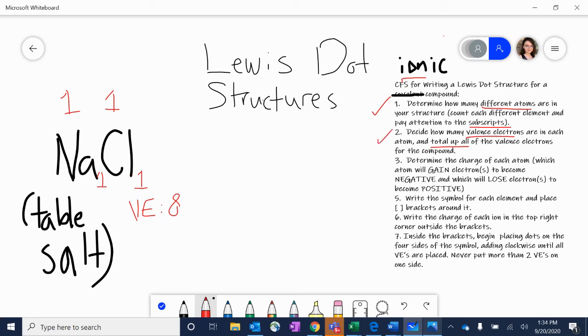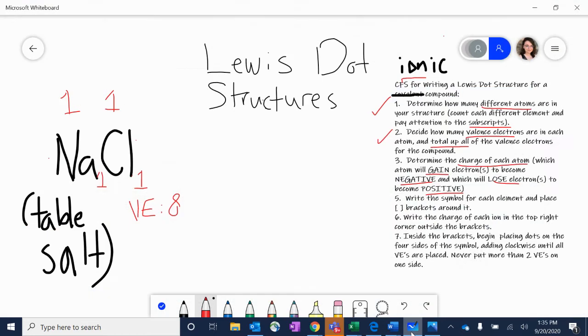Remember, pay close attention to where we're putting them as we draw this structure. Then we're going to figure out the charge of each atom, because since this is an ionic compound, it's a metal, sodium, with a non-metal, chlorine. One of them is going to gain electrons. One of them is going to lose electrons. So one of them is going to gain and become negative. One will lose and become positive.